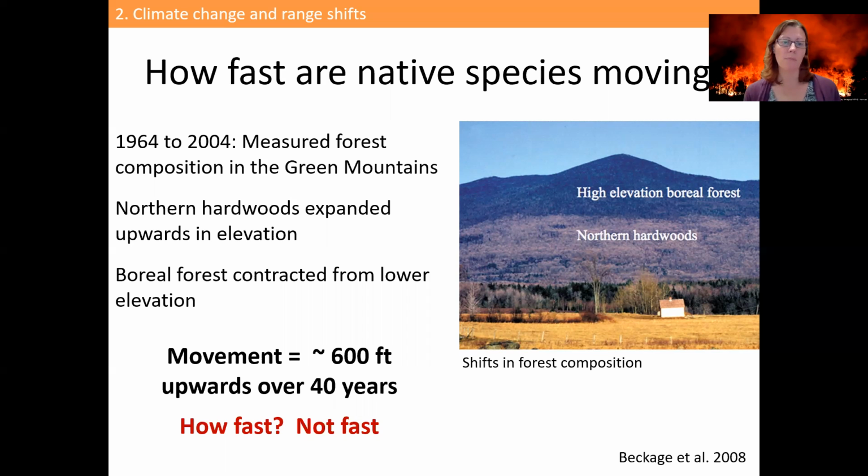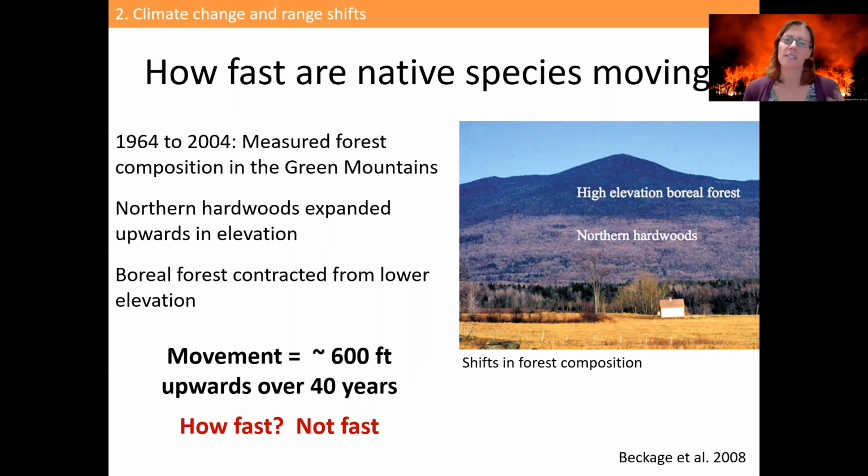So we had a 40-year time period, and they found, as you would expect with climate change, that these more southerly species, the northern hardwoods, had moved upwards in elevation as it's getting warmer, and that the boreal forests had contracted from their lower elevations, again responding to that warming. But the question is how much? Well, over 40 years, they moved about 600 feet, which is not very fast, right?